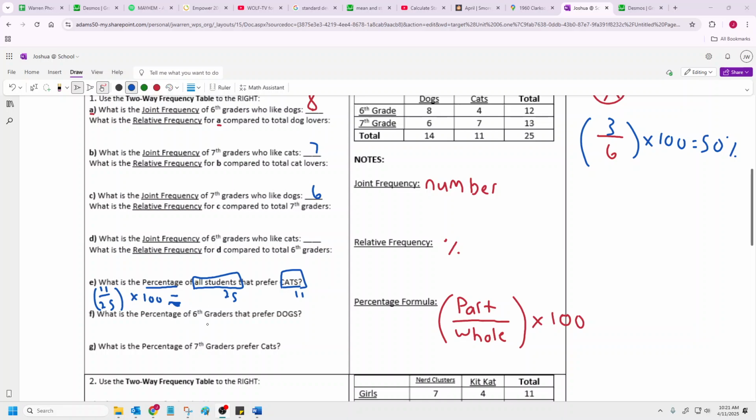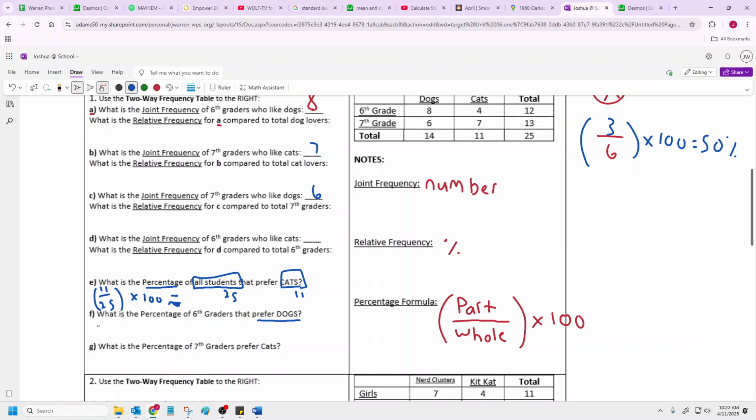Now we are in percentage of sixth graders that prefer dogs. Now notice this wording. This wording isn't exact. Is this compared to total sixth graders, or is this compared to total population? I compared it to total population, but if you read this wording carefully, it's technically implying it towards all sixth graders. So depending on the wording and depending on how your brain works, you could write this as percentage of sixth graders that prefer dogs. All sixth graders that prefer dogs.